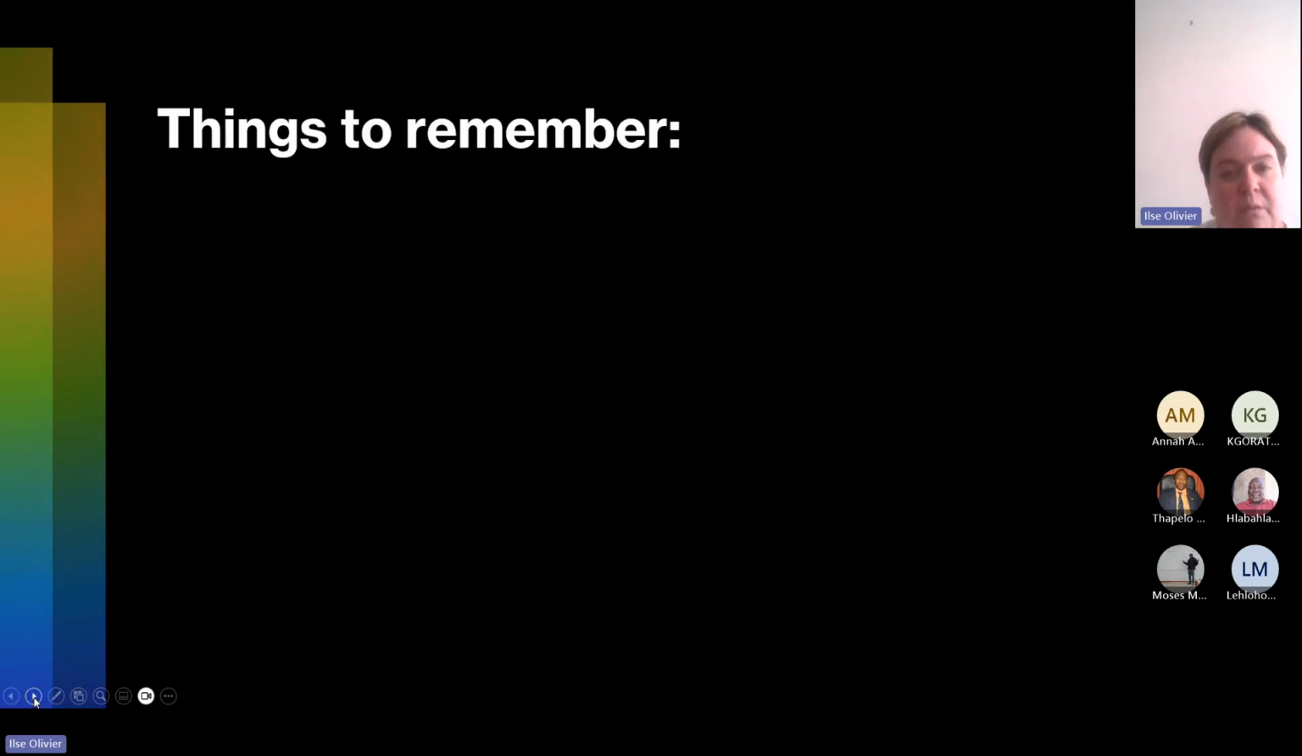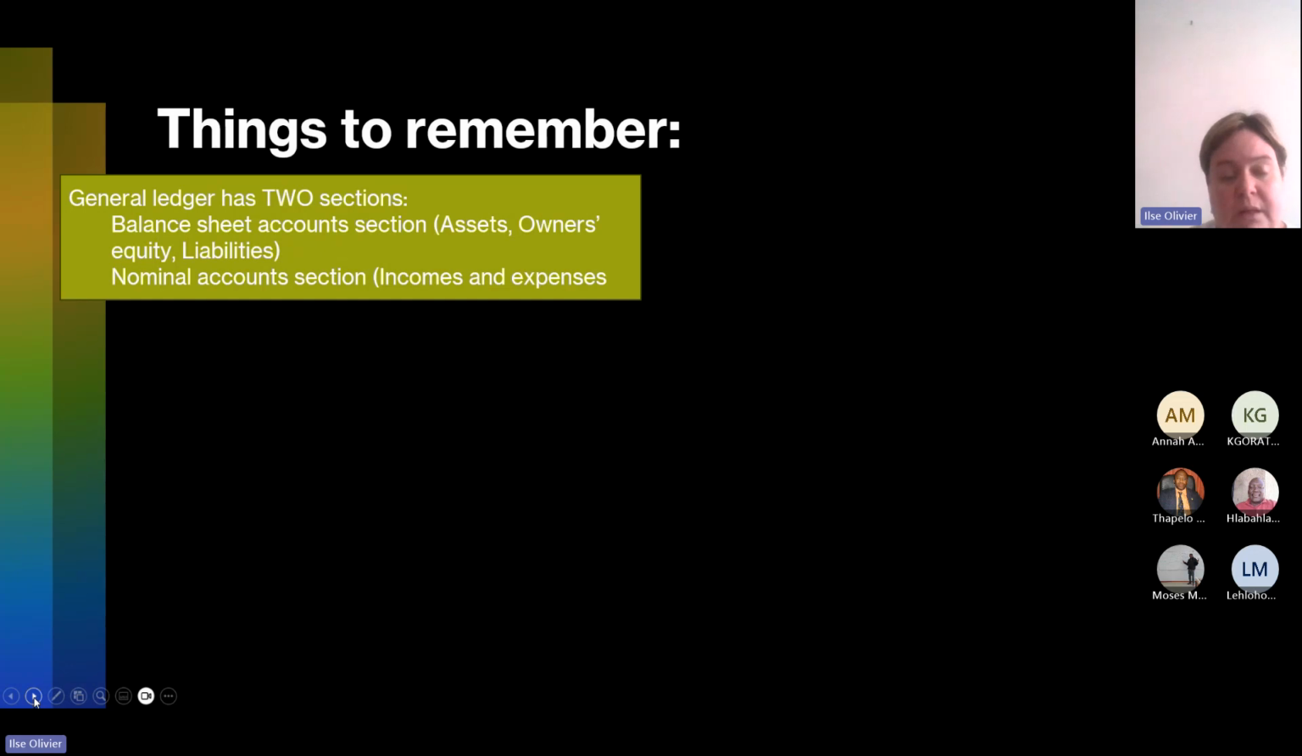Number one, things to remember when we post to the ledger. Number one, the general ledger has two sections. A balance sheet account section that consists of your owner's equity, assets and liabilities, and a nominal account section, that's your incomes and expenses.